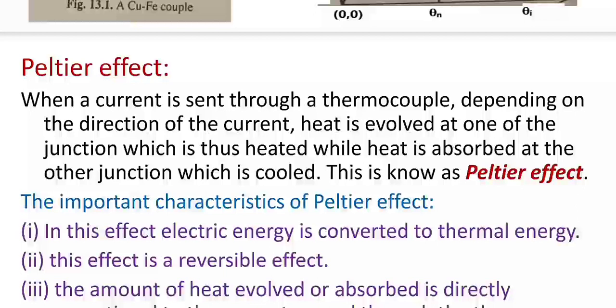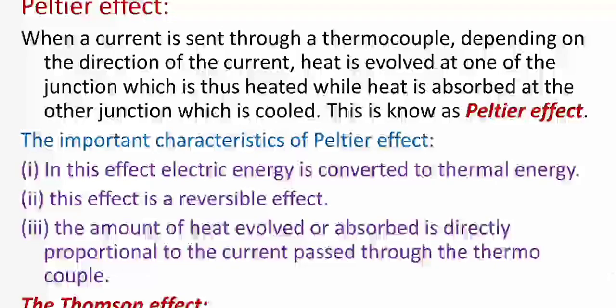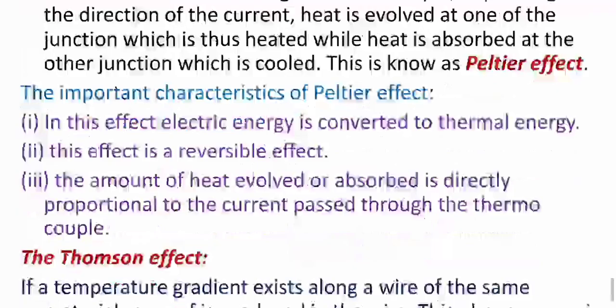That means it is the opposite effect of the Seebeck effect. Heat is evolved at the junction which is heated and absorbed at the other junction, which is cooled. This is known as the Peltier effect. The important point of the Peltier effect is that electrical energy is converted to thermal energy, and it is also a reversible effect. The amount of heat produced at the hot junction is directly proportional to the current passing through the thermocouple. That means the higher the current passing through the circuit, the more heat is evolved in the circuit.